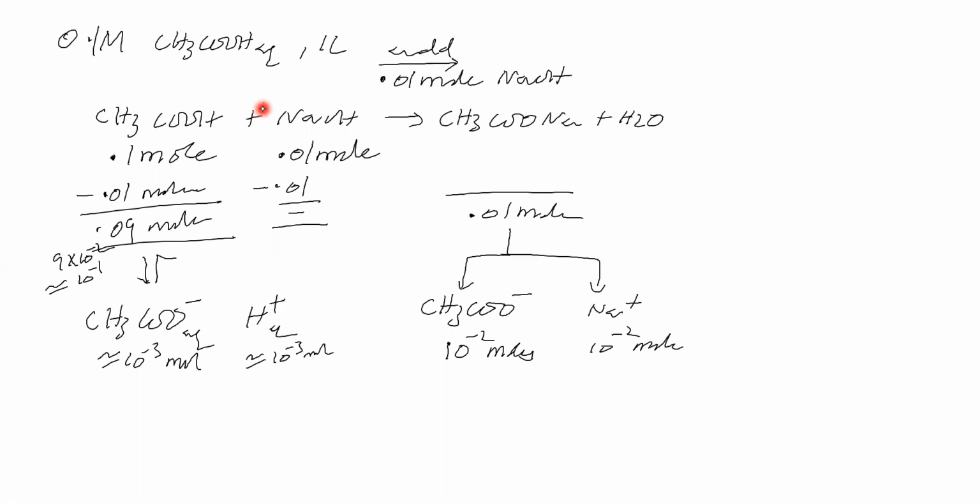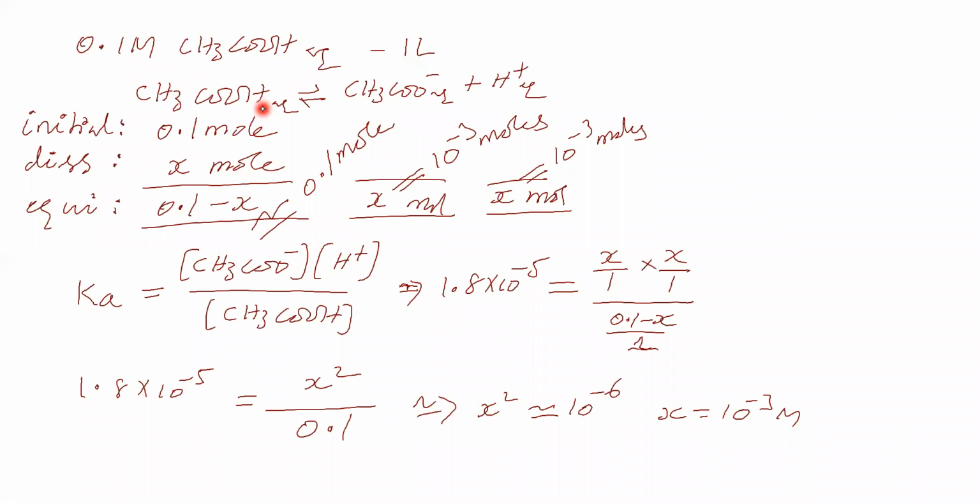Before adding sodium hydroxide, these many ions are carrying current. Before adding sodium hydroxide, these many ions are contributing towards lambda m. Now see, before adding sodium hydroxide, totally how many ions are there? See, 10 power minus 3 plus 10 power minus 3. That means 2 into 10 power minus 3 moles of ions in total.